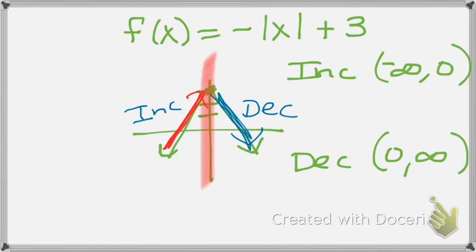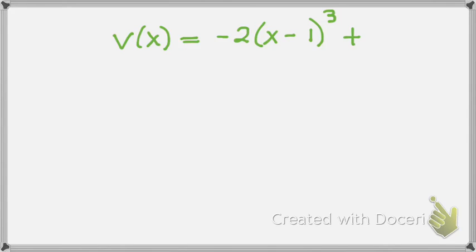The last type of problem you're going to have are ones that you pretty much always have been doing since Algebra 1, but identifying how to stretch all the different things you could have. So let's say I have v of x is equal to negative 2 times the quantity x minus 1 cubed plus 5. So the first thing I want you to tell is just name the function for me. What's the name of this function? A cubic. It is a cubic.